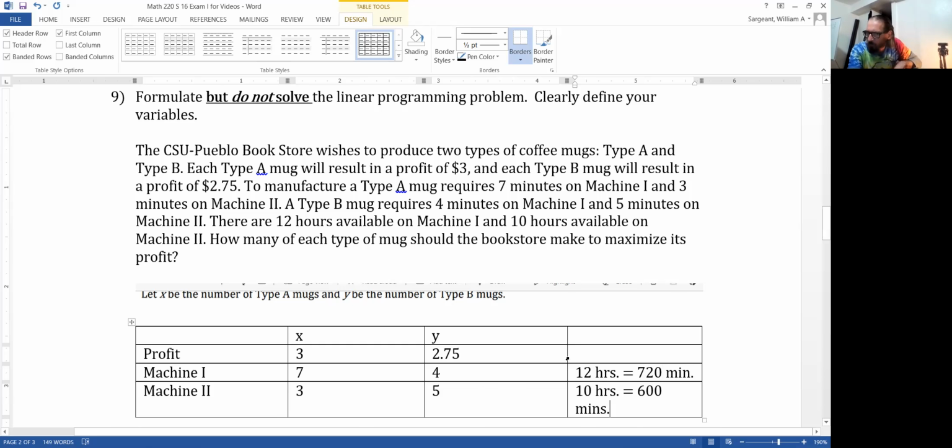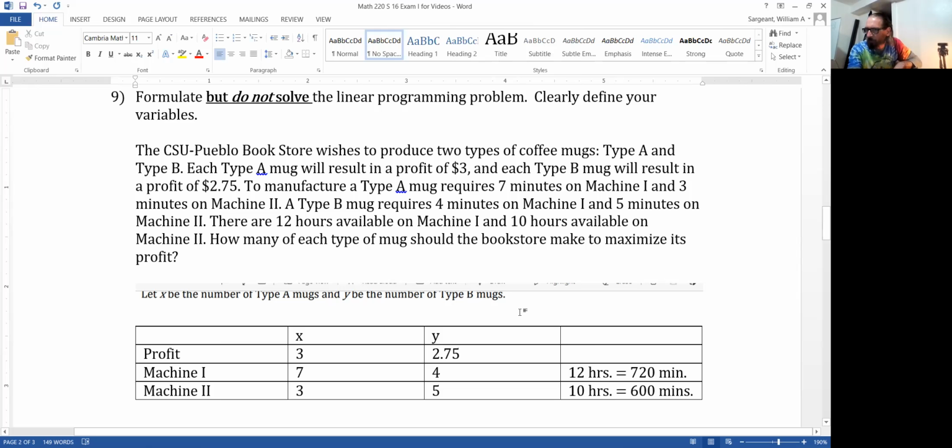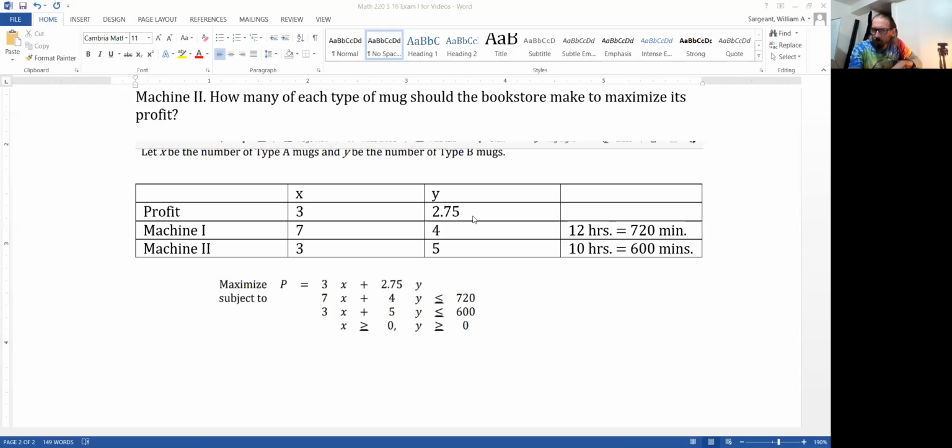All right. So let's take a look, after having set up this table, how that's going to turn itself into writing the linear programming problem. So we have to state what's being done to the objective function. We want to maximize that profit. Besides naming the variables for how many of type A and type B mugs, I'm also naming the profit P, so P equals, and then I've got 3x plus 2.75y.